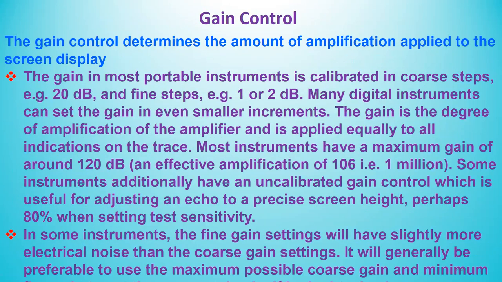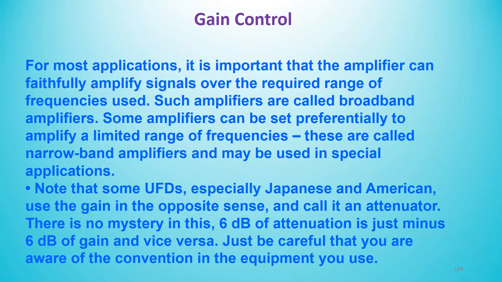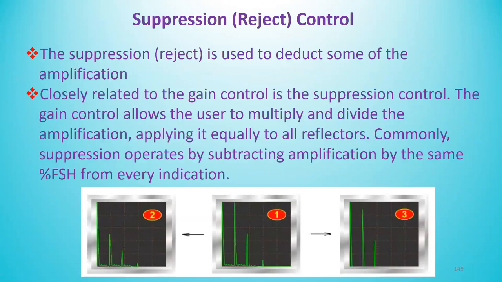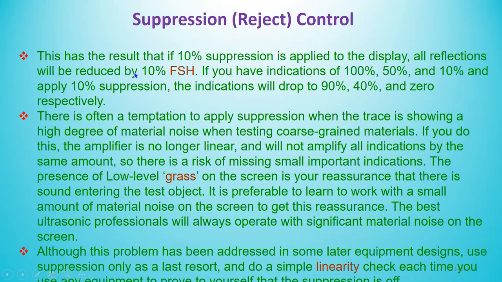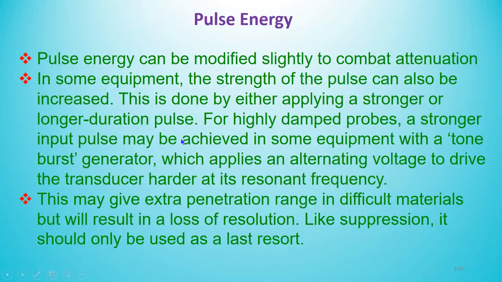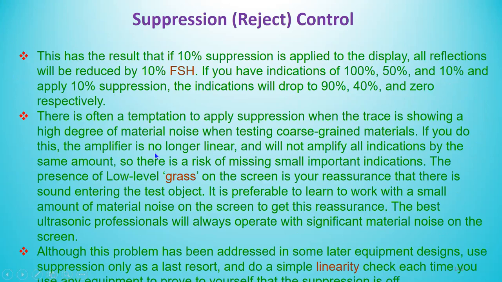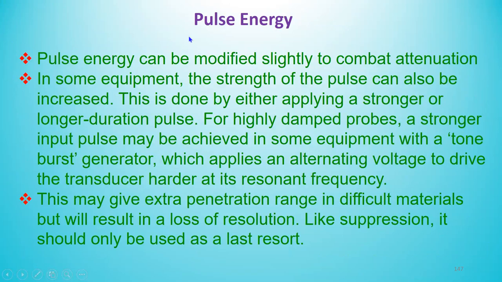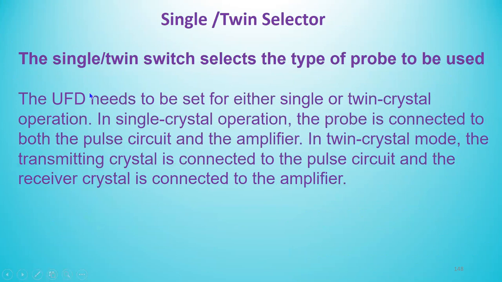The gain control determines the amount of amplification applied to the screen display, in dB. Suppression rejects anything, any grass and all. But we are keeping it at zero, putting the suppression control. Before it was there, now also it is there, but in a different way. The single twin switch selects the type of probe to be used.